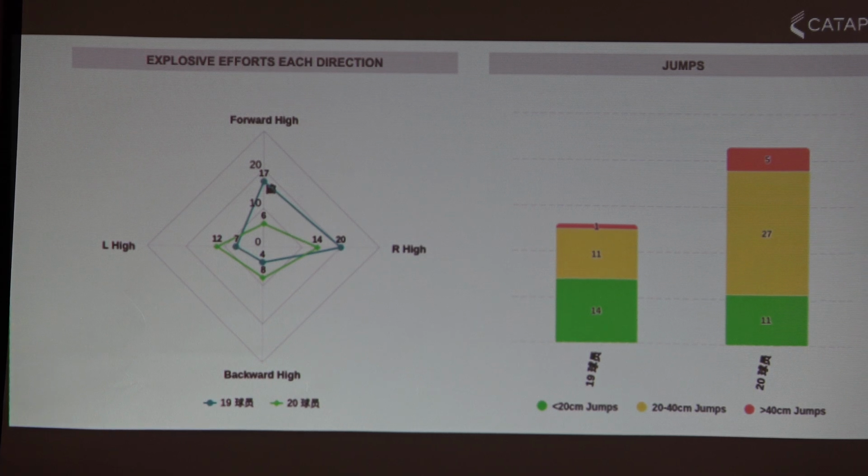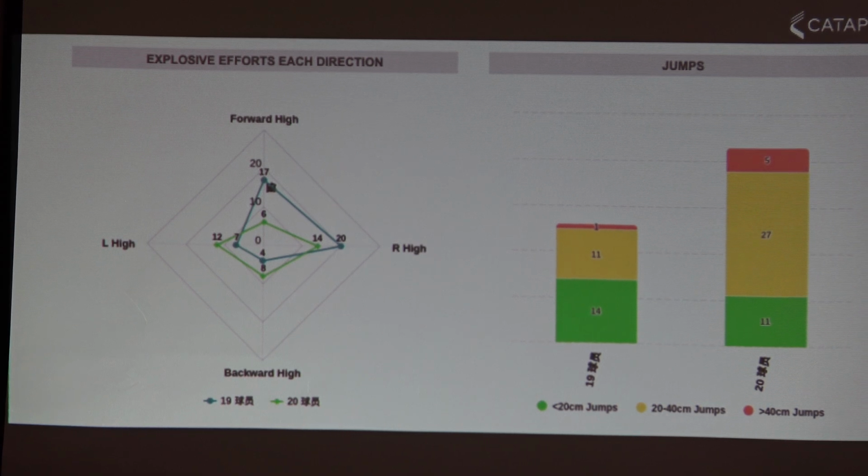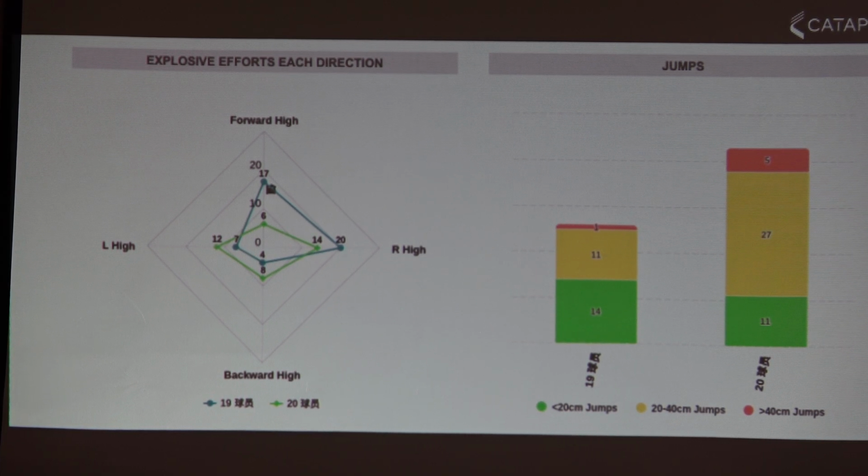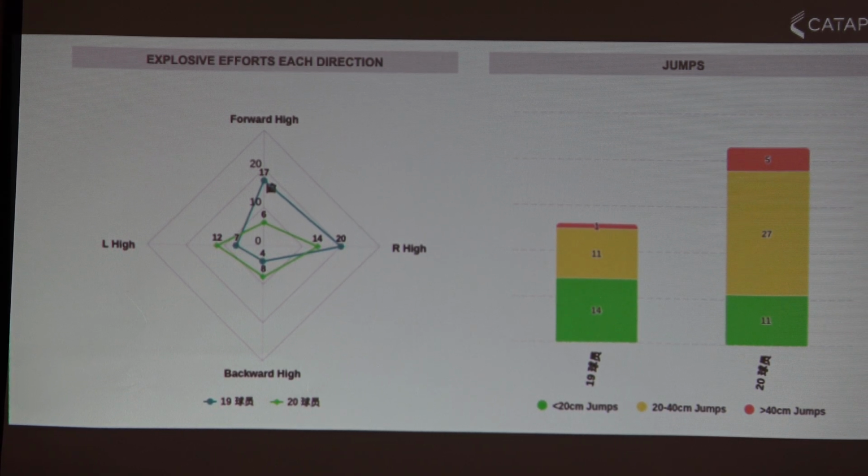Some keepers prefer to stay on the line. They do a lot of dives, but they don't have a lot of explosive efforts in different directions. But some goalkeepers, you don't see a lot of dives, but you will see a lot of explosive efforts because they have control of the box and they make a lot of movements outside of the goal.